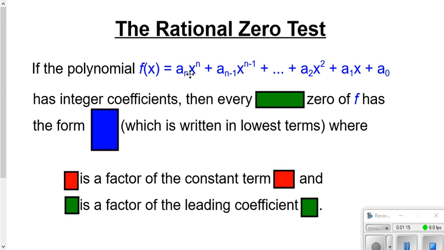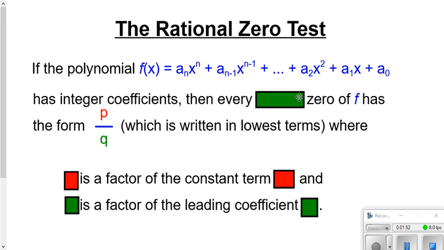This polynomial is written in descending order with our degrees, so this is the nth degree and less, and so on and so forth. Okay, so again, looking at this polynomial, the rational zero test says if the polynomial f of x has only integer coefficients, which we said, these a sub n's and so on, then every rational zero of f has a certain form. Now, the form of all of these zeros is going to be a rational number p over q, and we write that in lowest terms.